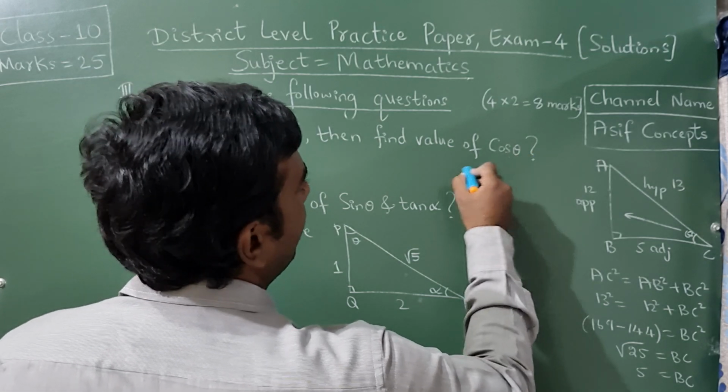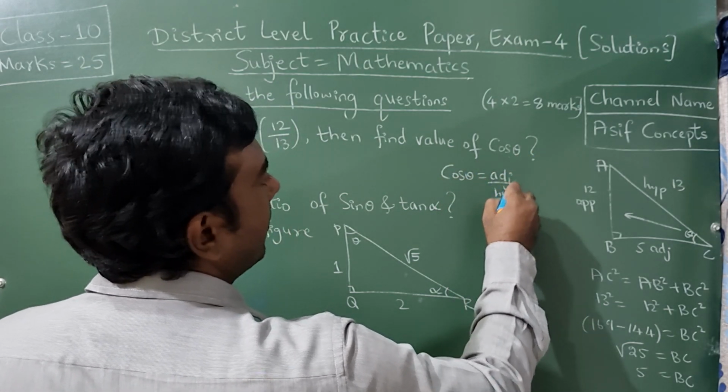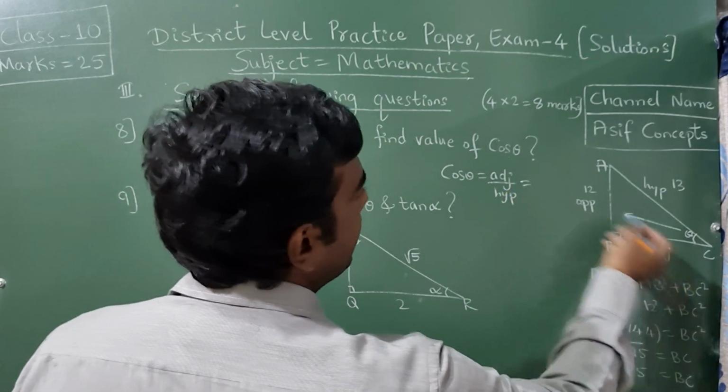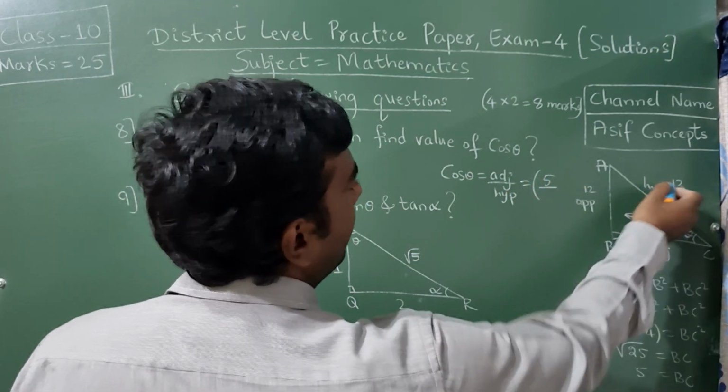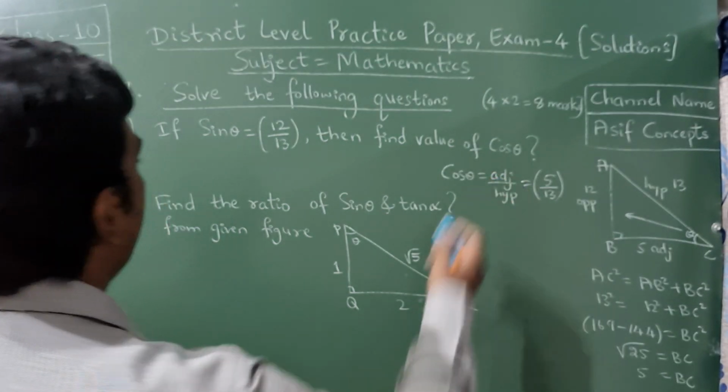Now what is the formula for cos theta? Cos theta means it is adjacent side by hypotenuse. So what is the adjacent side? It is 5 and hypotenuse is 13. So this completes your 8th answer.